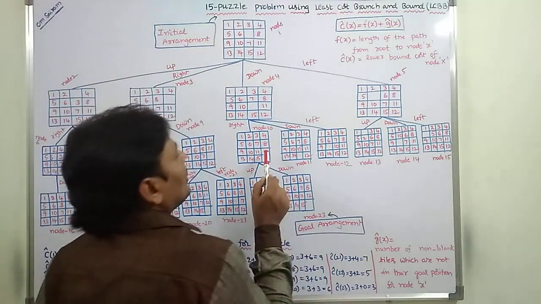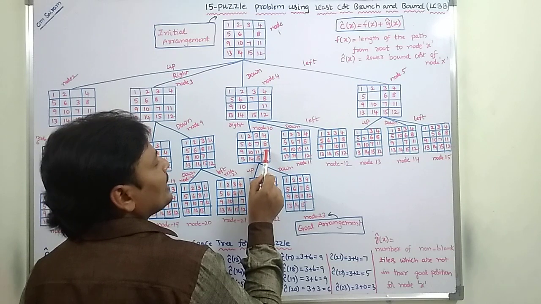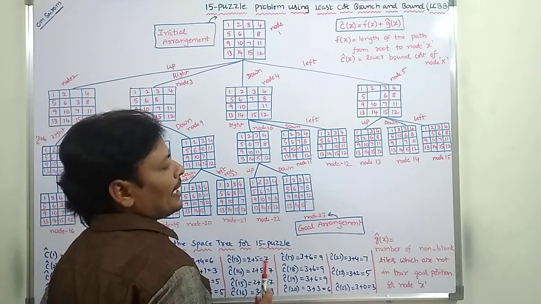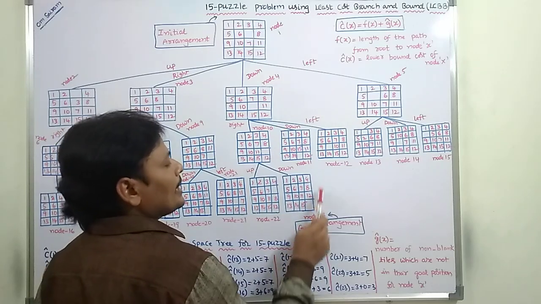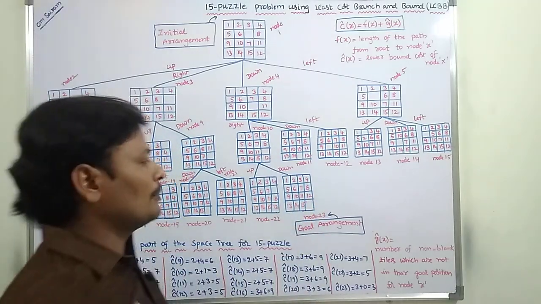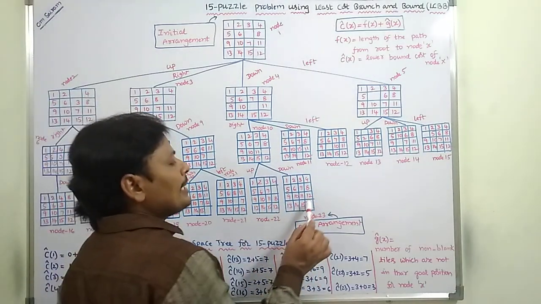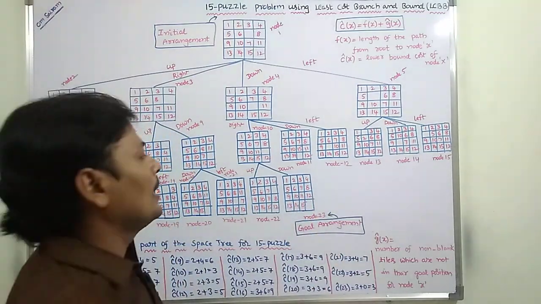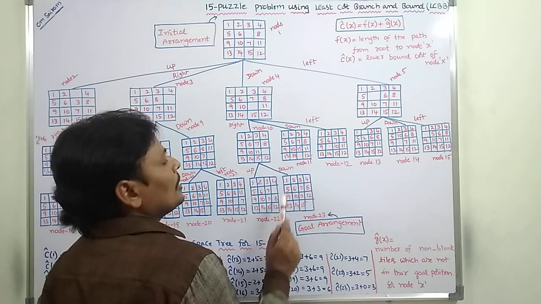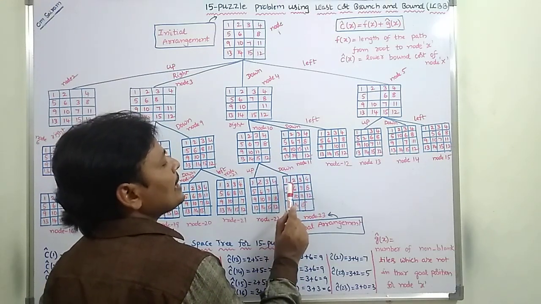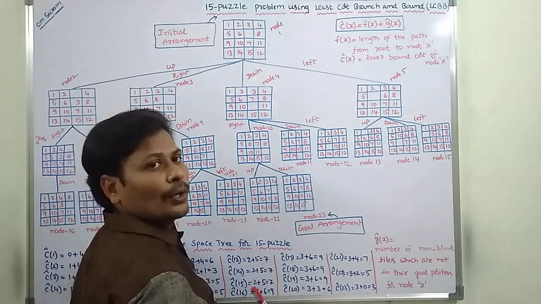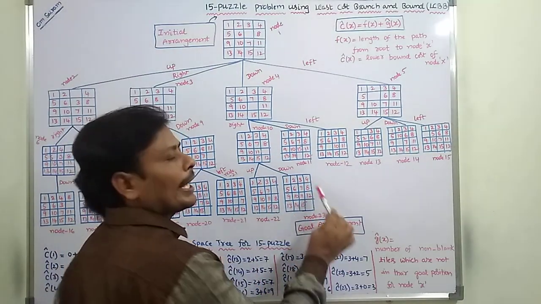Next, the down movement: the empty tile can be moved to this place, and the 12th tile can be moved to this place. This is the outcome. So this is the goal arrangement. Goal arrangement means the empty tile is at the end position. So this is the end position: 1, 2, 3, 4, 5, 6, 7, 8, 9, 10, 11, 12, 13, 14, 15. So this is our goal arrangement.